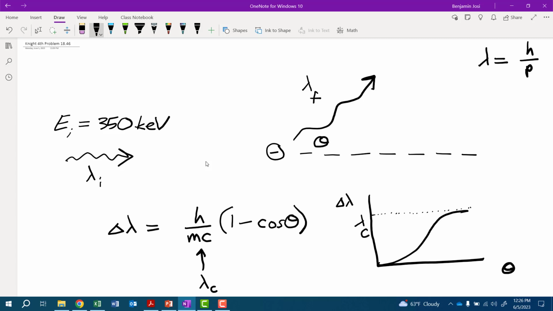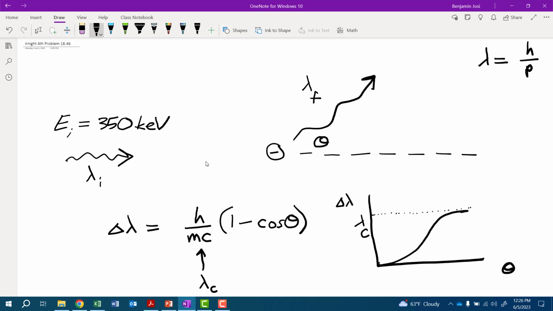So imagine this incoming photon is barely influenced at all by the electron, and that theta is small. So the photon just gets deflected a tiny little amount, like that. That's a small value of theta, so when you look at the graph, that suggests a small shift in wavelength.